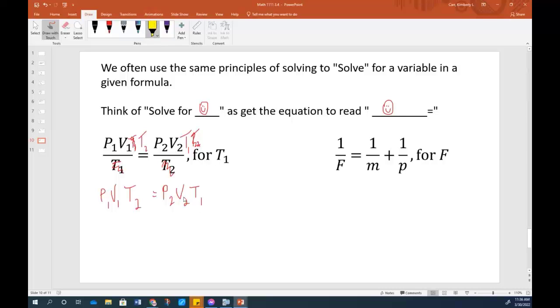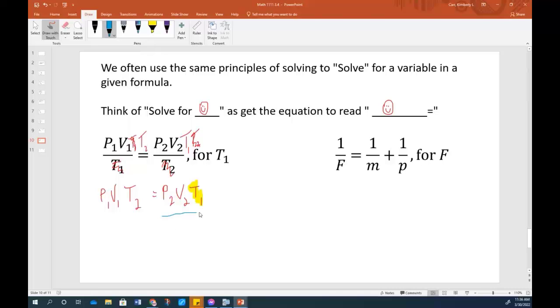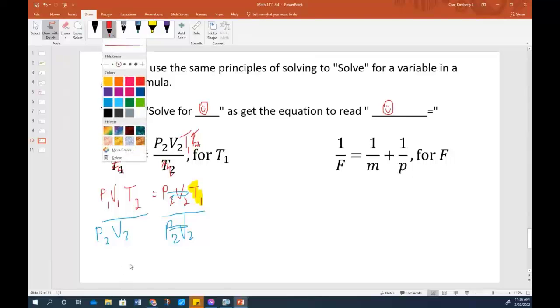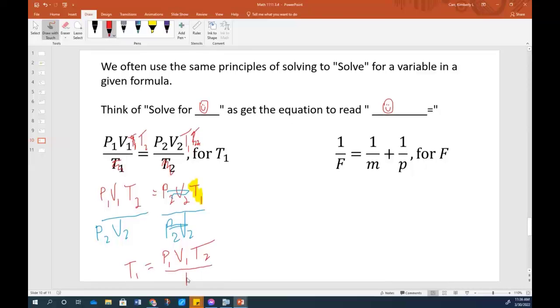So this is where I need to focus. This is what I'm trying to isolate and get by itself. So what do I need to move then? I need to move the other things that are over here with it. Since they are multiplied, I'm going to move them by division. And then those cancel. And my result, you can write it either direction, but t sub 1 equals p sub 1, v sub 1, t sub 2 over p sub 2, v sub 2.